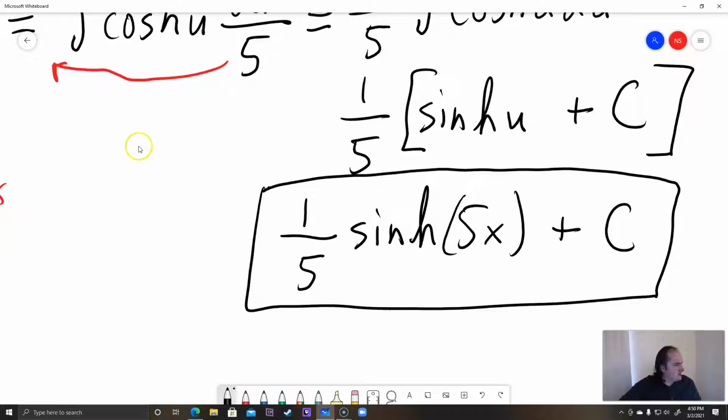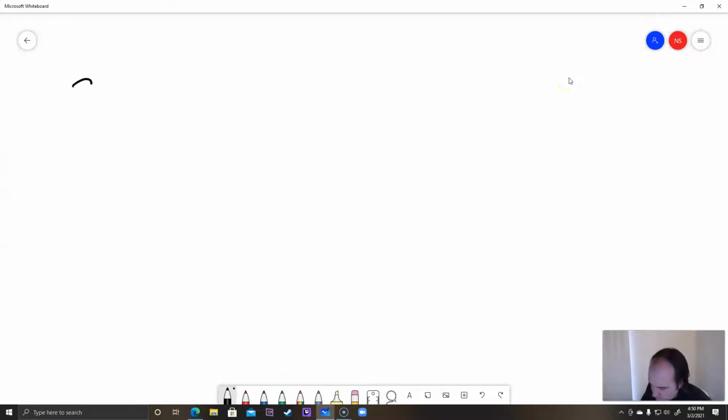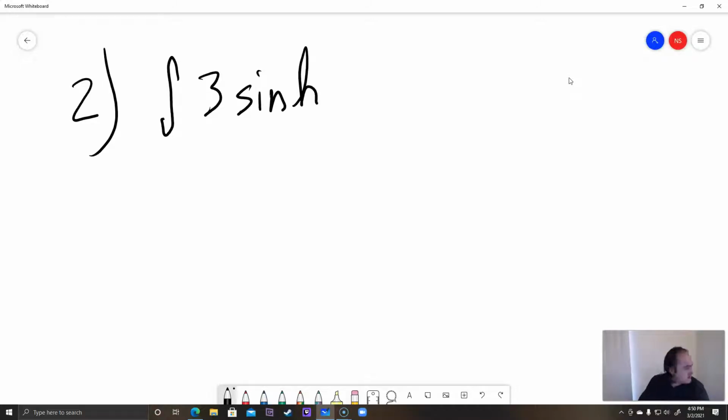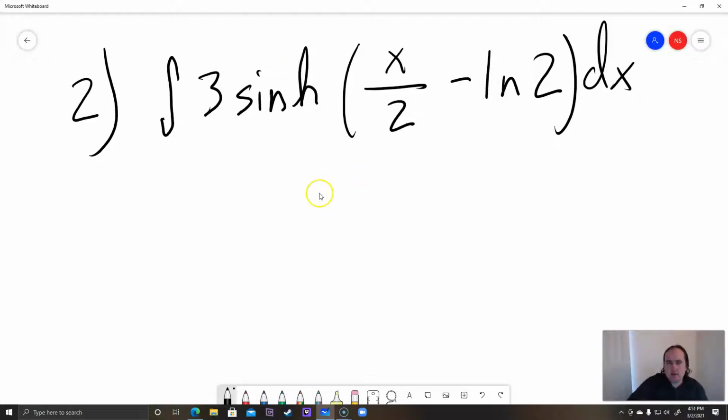Okay, so let's see another example. Okay, so example number 2. For this one, we have the integral of 3 sinh of the quantity x over 2 minus ln of 2 dx. Okay, so the integral of 3 sinh of parentheses x over 2 minus ln of 2 dx. Okay, so this is actually a pretty easy one if you know what you're doing. So all you really have to do here is factor out the 3 since it's a constant.